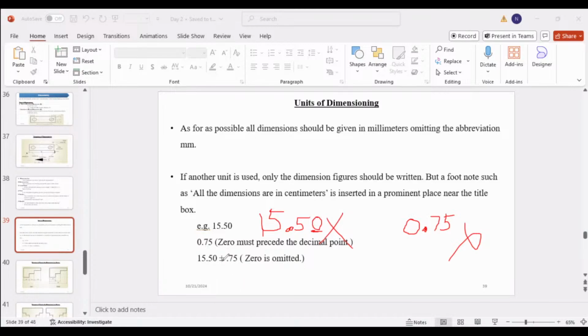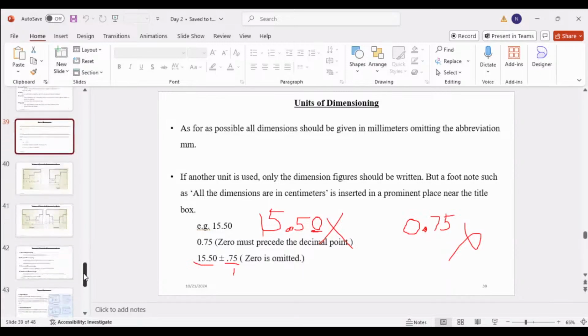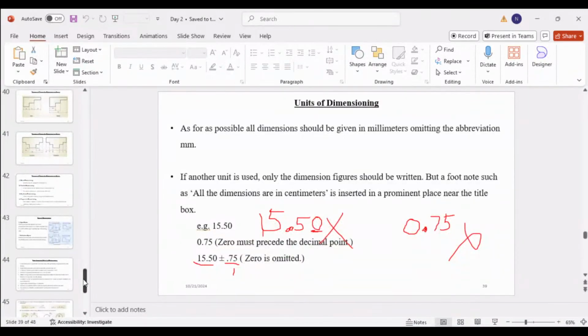So in there you have to omit the zero. This is the main length and this is the error percentage. Okay. So this is the plus or minus. After plus or minus, you have to omit the zero. එතෙන්ද බිඳුව අයින් කරන්න වෙනවා. Okay. So these are the rules for the units of dimensioning. Okay. Dimensioning වල units තමයි තියෙන්නේ. Units වල තියෙන standards. So please note down them.